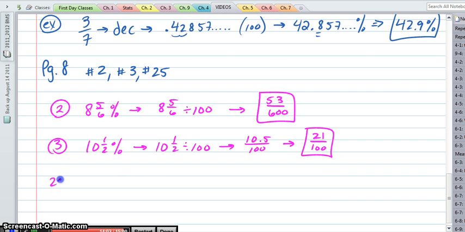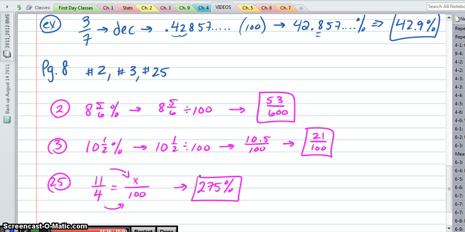And with number 25, here we want to write each fraction as a percent. We have 11/4. One way to do that would be to set up a proportion. 4 going into 100 works out pretty well. And you will get 275%. That makes sense because 11/4 is an improper fraction, so we should be getting a percentage over 100%.